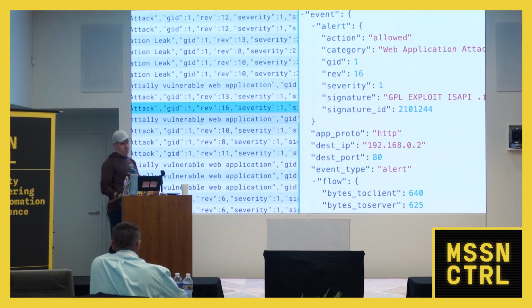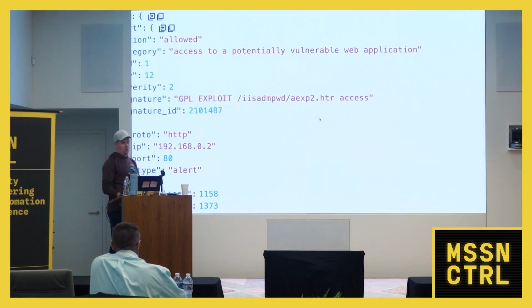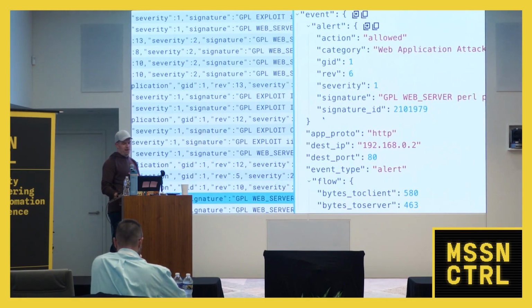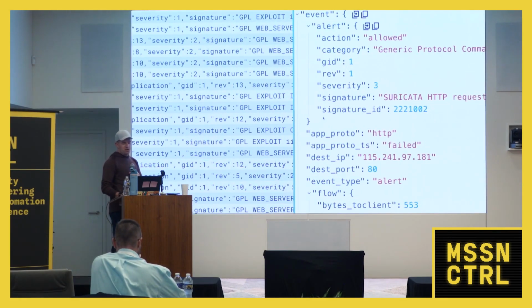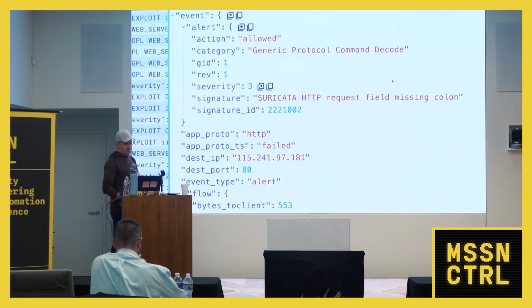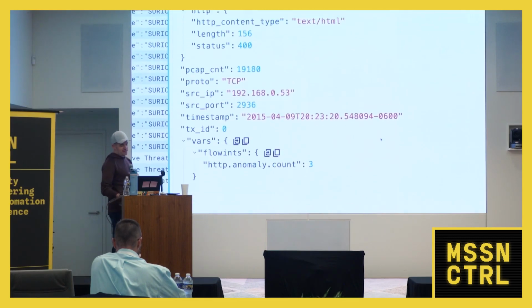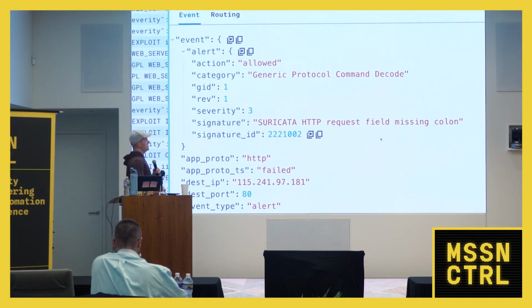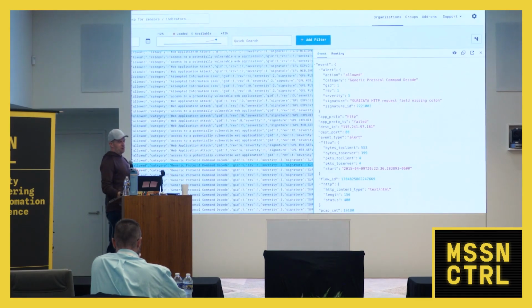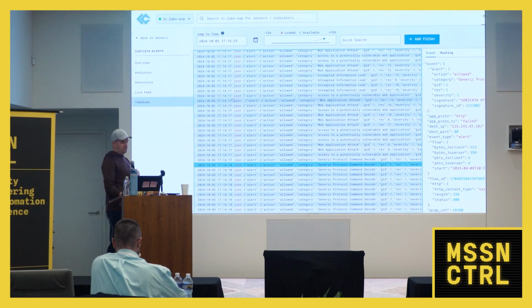Or let's see, is there anything other than web application attack? Access to a potentially vulnerable web application seems like a really long category to have. But there we go, generic protocol command decode. That sounds relatively generic, as I guess it's supposed to. But my point is, when you're bringing your data in, the field that you want to have represented in the dashboard is, again, going to be a superficial thing.